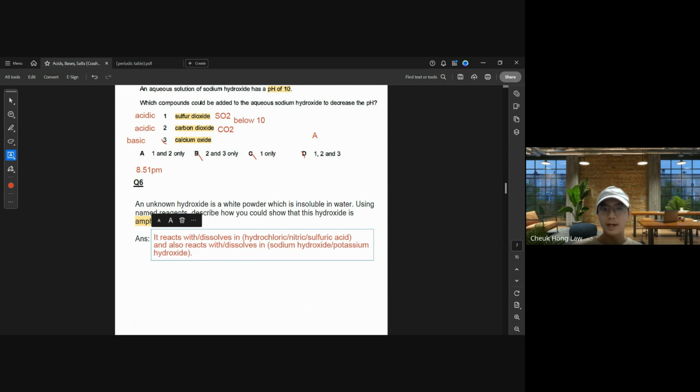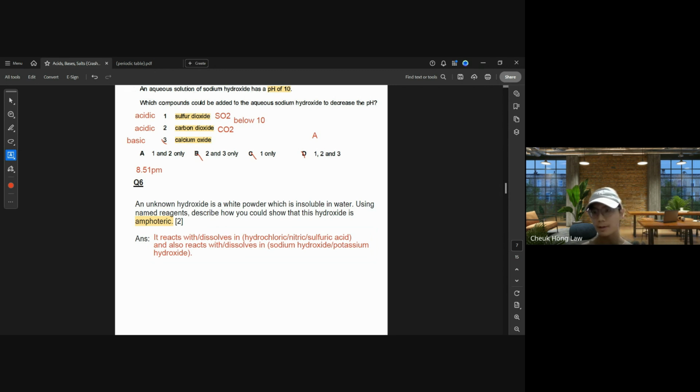Those reagents that I accept are hydrochloric, nitric, and sulfuric acid. So it reacts with or dissolves in hydrochloric acid or sulfuric acid or nitric acid. You just choose one. And it also reacts with sodium hydroxide or potassium hydroxide. So any strong acid or strong alkali, you can use as a named reagent.